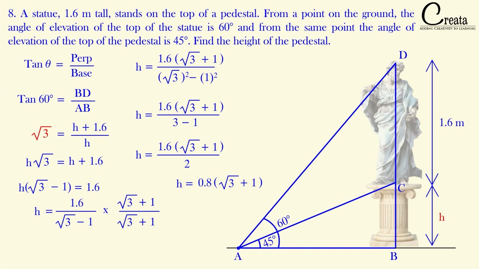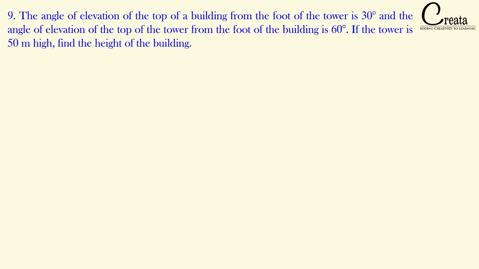Let's move to question number 9. The angle of elevation of the top of the building from the foot of the tower is 30 degrees and the angle of elevation of the top of the tower from the foot of the building is 60 degrees.